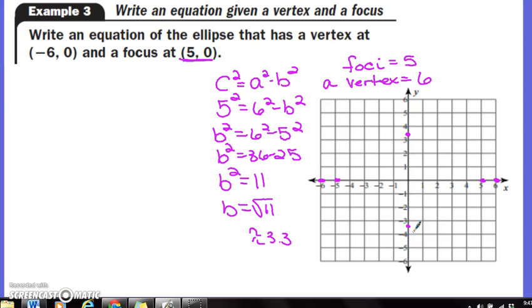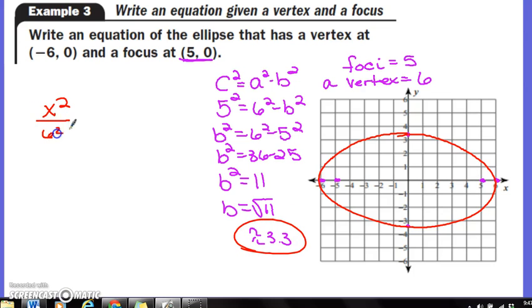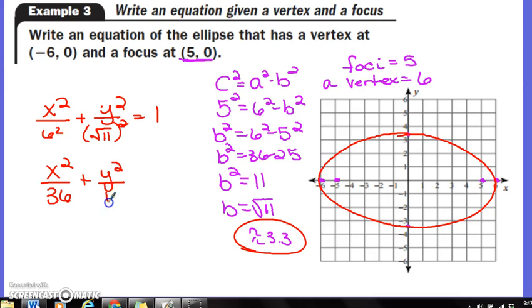So to graph this, we just simply graph our ellipse. There it is. But if you want the equation of the ellipse, remember this is our a, this is our b. So the equation is x squared, and under x you have 6 squared, plus y squared, and under that you have the square root of 11 squared, equals 1, or x squared over 36 plus y squared over 11 equals 1. You can find it using the vertices.